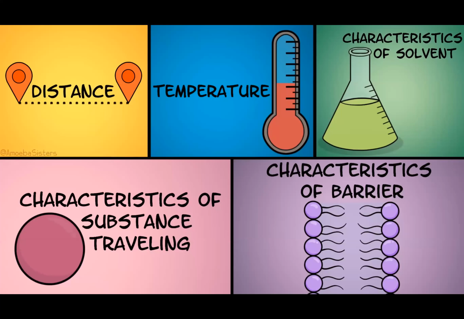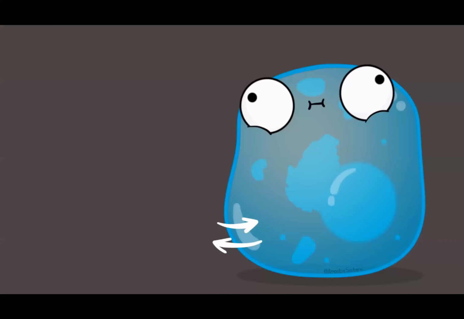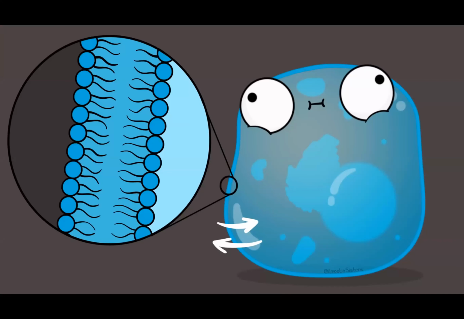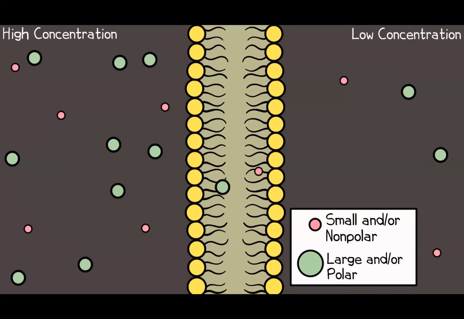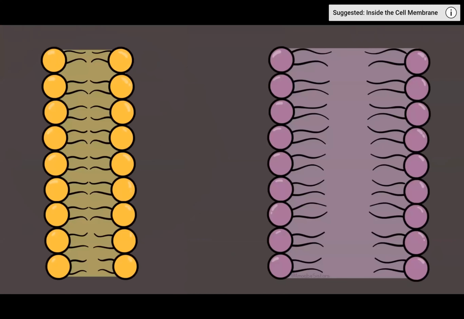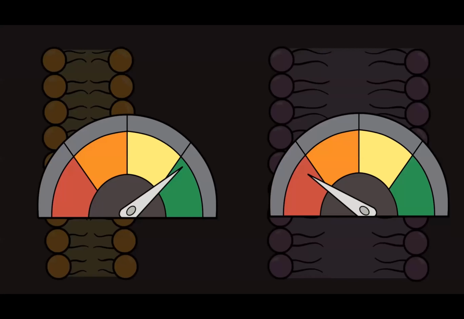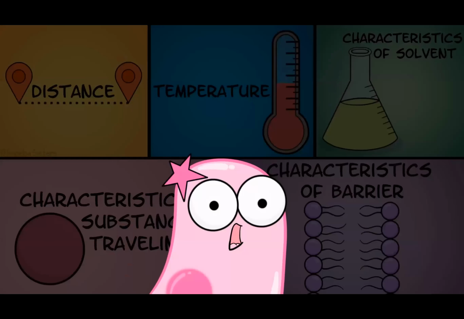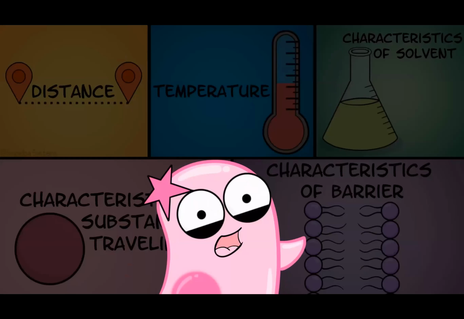Characteristics of the barrier, if diffusion is crossing a type of barrier. To explain that, let's consider diffusion across a cell, where the barrier would be the cell membrane. Small, non-polar substances pass through a cell membrane easier than something large or polar. That will affect the rate of diffusion. The surface area and thickness of the cell membrane also will alter the diffusion rate. For example, a large surface area and thin membrane would generally allow a faster diffusion rate than a smaller surface area and thick membrane.